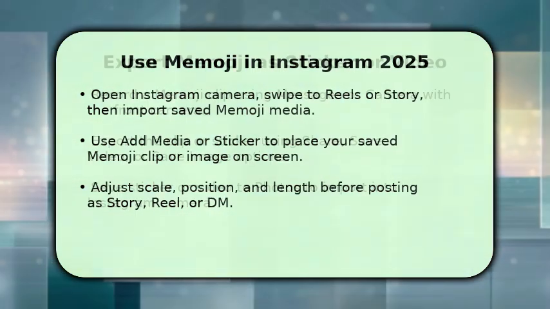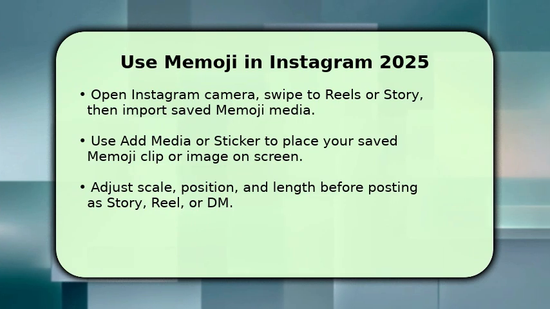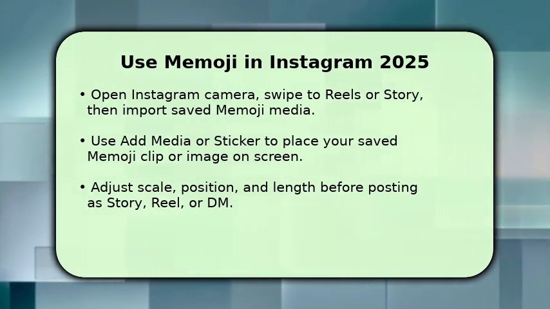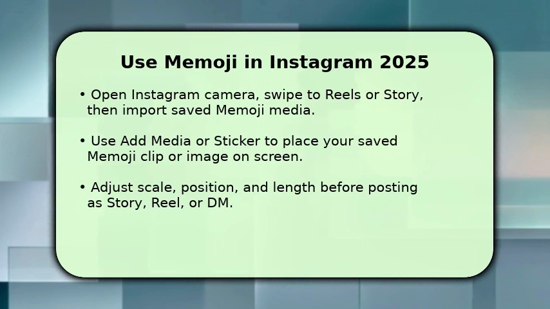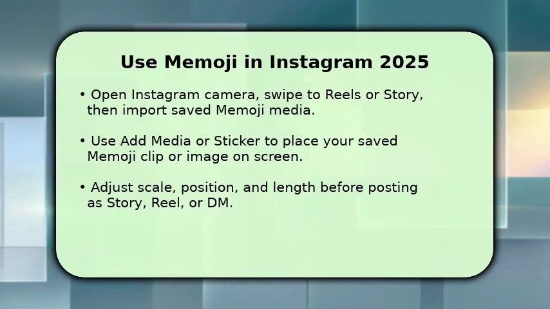Open Instagram and swipe to the camera to create a story, reel, or post. Tap the gallery icon and select the saved Memoji video or sticker from Photos. Use Add Media or the Sticker tool to place the Memoji onto your scene. Pinch to scale and drag to position it over faces or backgrounds.